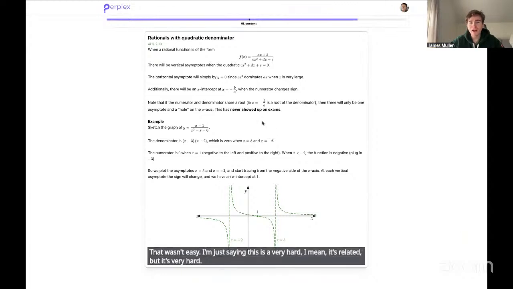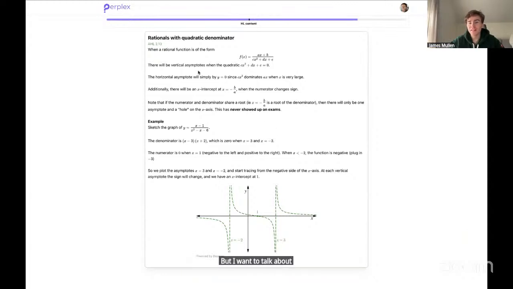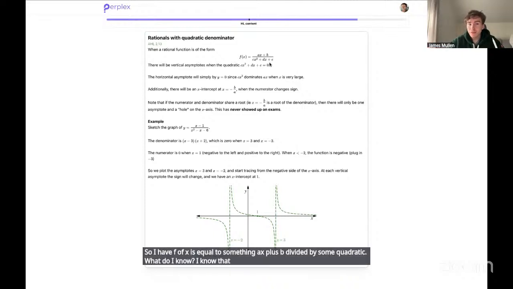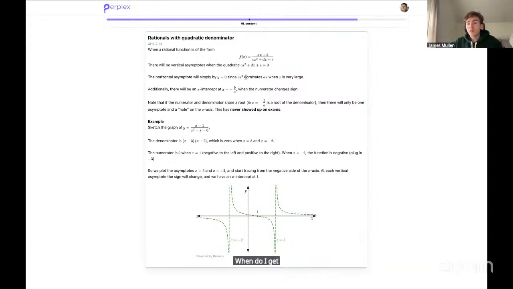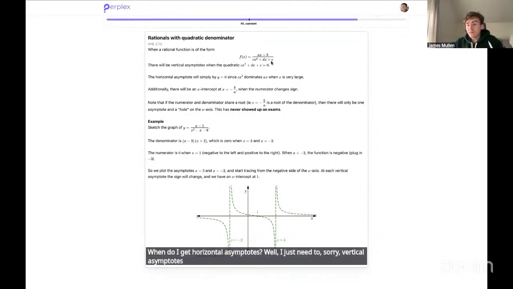But I want to talk about rational functions with quadratic denominators, okay? So I have f of x is equal to something, ax plus b, divided by some quadratic. What do I know? I know that a rational function is going to have vertical asymptotes when the denominator is 0. So when my quadratic is 0, I'm going to get vertical asymptotes. I just need to solve the quadratic that I have in the denominator. We know how to do that. You will either find 0, 1, or 2 roots, and those will be your vertical asymptotes.